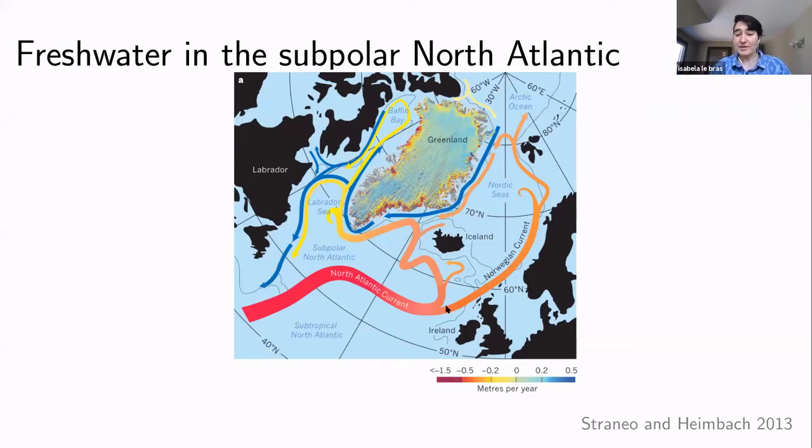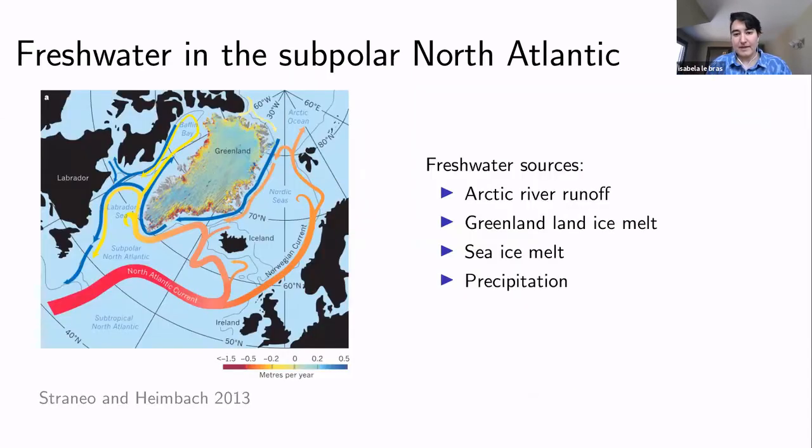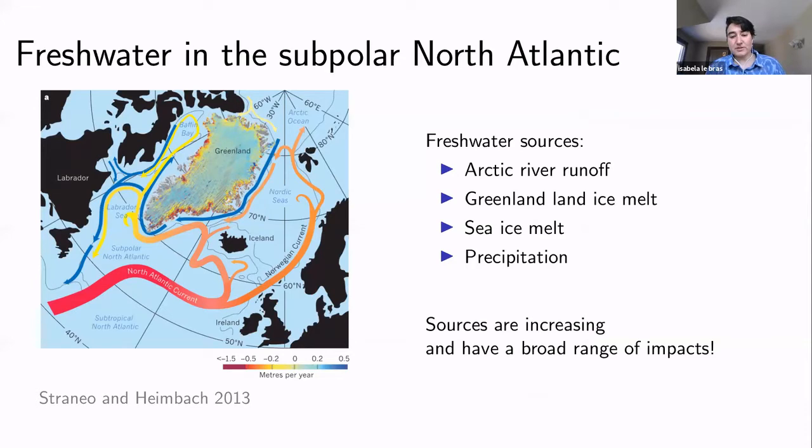In the red-orange arrows, I'm showing warm, salty Atlantic waters that flow northward and cool as they flow around the subpolar North Atlantic and the Nordic seas. And then in the blue arrows, you can see the cold freshwaters that are made up of Arctic river runoff, Greenland land ice melt, and sea ice melt, as well as, over a broader scale, precipitation over this region. Now, each of these sources are expected to increase as climate change continues and have a broad range of impacts.